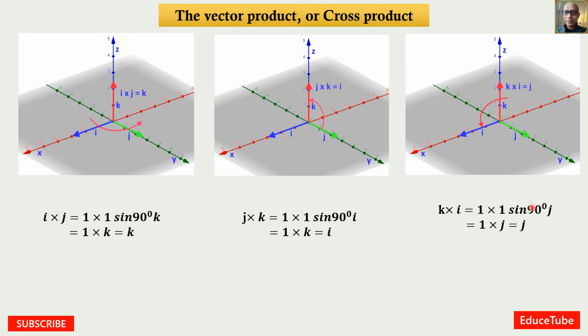So here it is the same thing. As it is i and j, the upward unit vector is k. For j and k, the unit vector is i, so the result will be i. For k and i, the result will be j. So keep it in your mind: i cross j will be k, j cross k will be i, k cross i will be j.